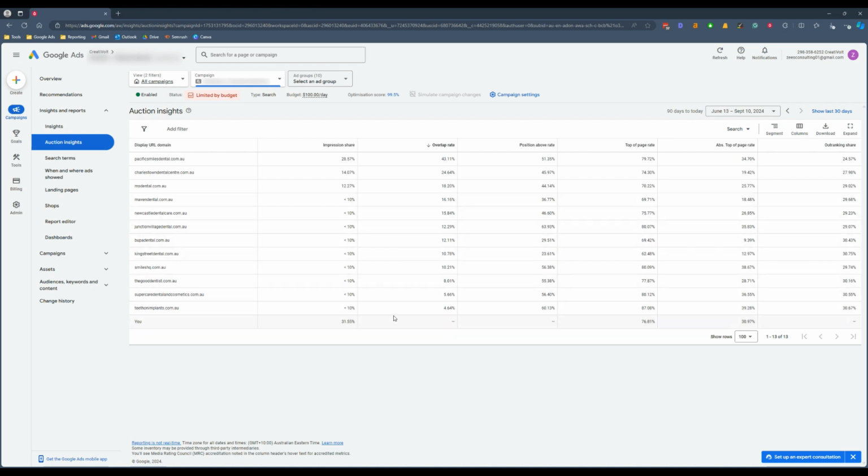But as we can see, most of these actually have an impression share below 10%. So just from this data set alone over the last 90 days, we know that these three sites here would be the ones that we would need to investigate further and see how we can start to improve our competitive positioning.